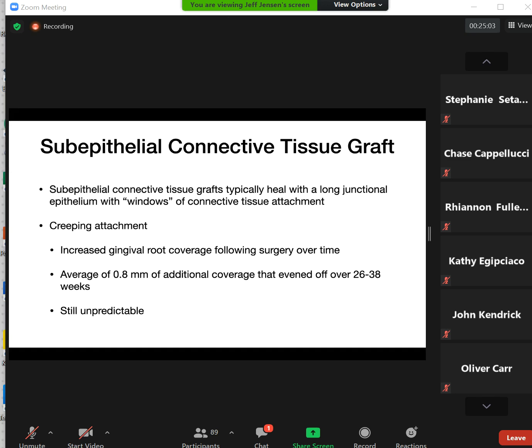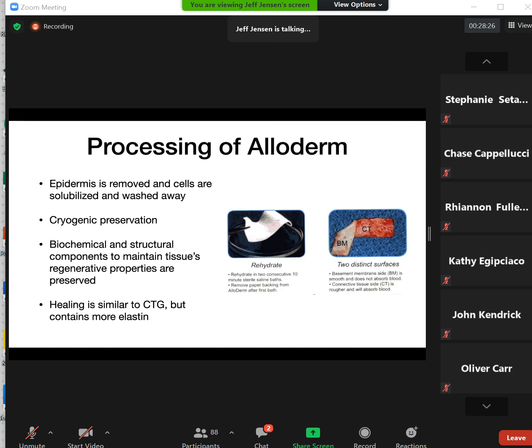There are 2 sides to it. They have what's called the basement membrane side and then the connective tissue side. The connective tissue side will resorb blood, and you can actually see it. You can take a little blood from their mouth and put it on both sides, and one side will suck it up, and the other side you can kind of rinse off. Typically, you put the connective tissue side towards the blood supply, so towards the flap, and the basement membrane against the tooth or the bone.